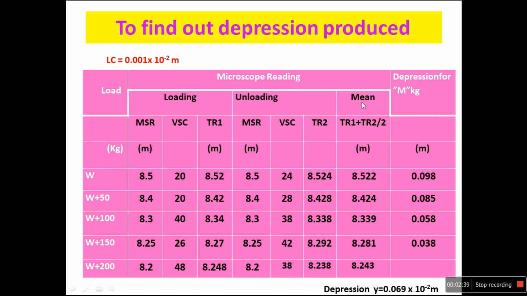And this is the mean value. We take the average for TR1 and TR2, that is adding these two and dividing by 2 we get this column, and finally with this column we can measure how much depression is produced.